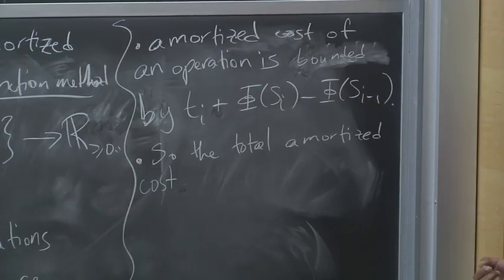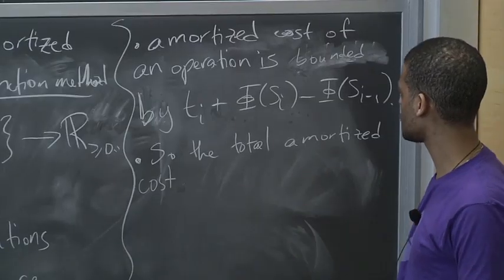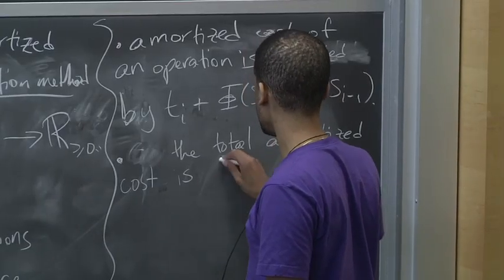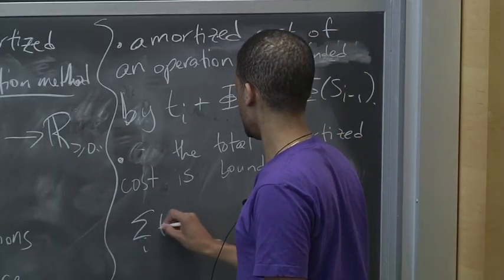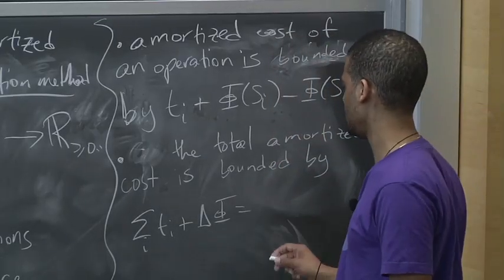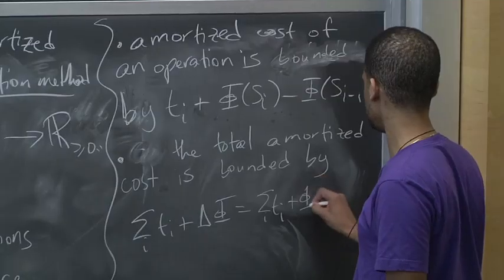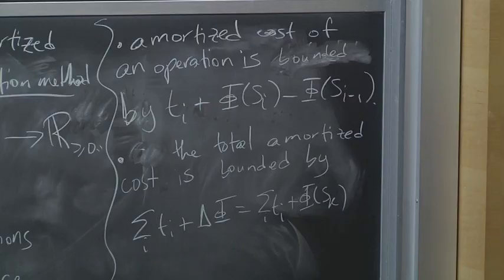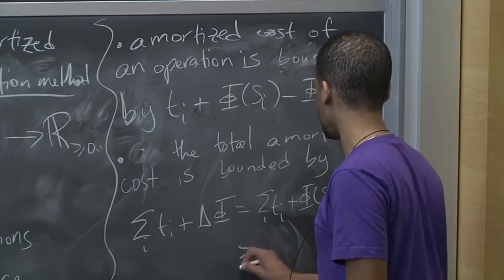And why is that the case? Well, let's sum this over all operations. So the total amortized cost, we're bounding it by the sum over i of T_i plus the difference in potential. But this is a telescoping sum, and all we're left with is the sum of the actual costs plus the final potential minus the original potential, which was 0. Right? If we started with an empty data structure, it's 0.